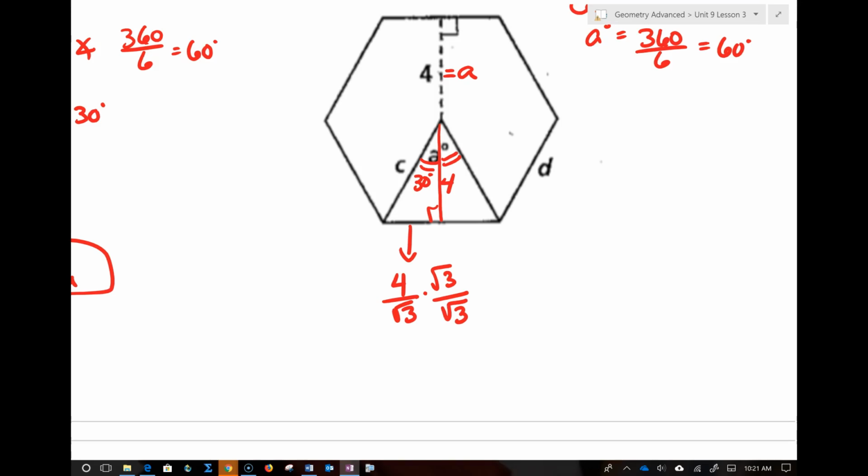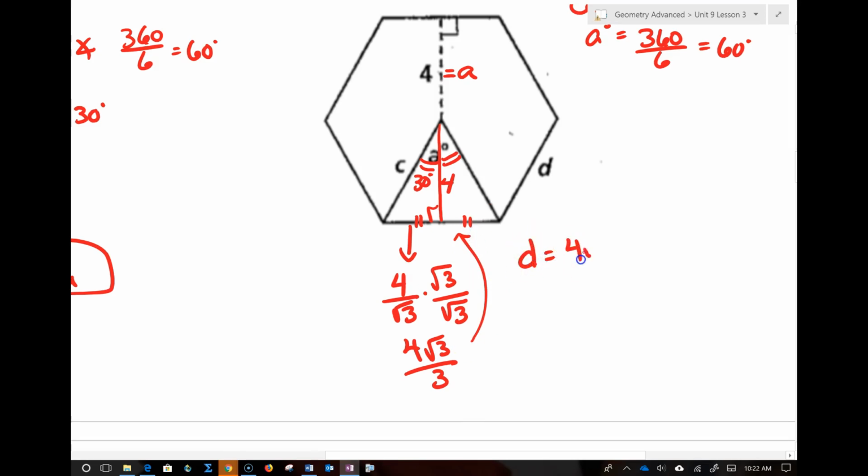If I'm solving for area, they're not asking for area right now. But yes, if we're doing area, yes. So we get 4 root 3 over 3. But what's the deal? I have to double that, right? Because aren't both of these 4 root 3 over 3? So what is that going to be?